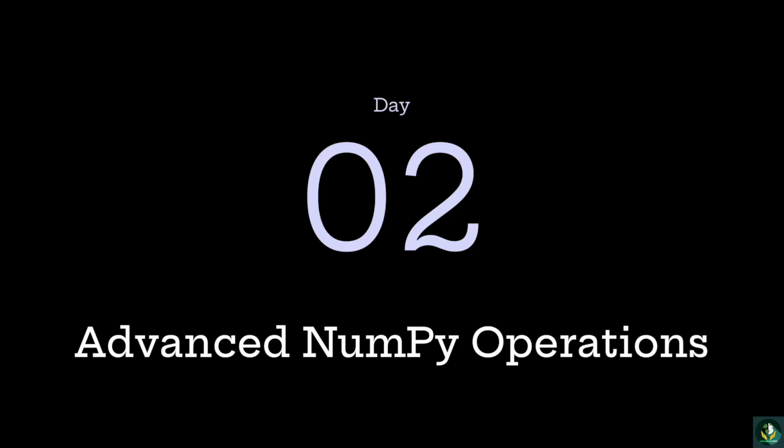Day 2, Advanced NumPy operations. We looked at NumPy yesterday, but today we're going to look at some of the advanced NumPy operations that exist. First, we are going to cover broadcasting in NumPy. What is broadcasting? Broadcasting allows NumPy to perform arithmetic operations on arrays of different shapes. Smaller arrays are automatically expanded to match the shape of larger arrays.